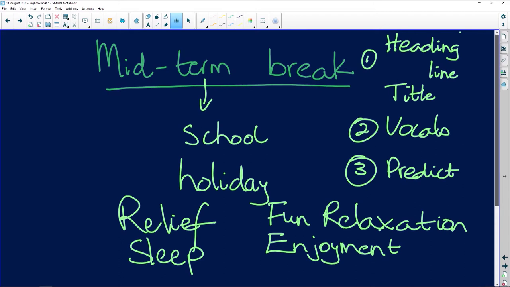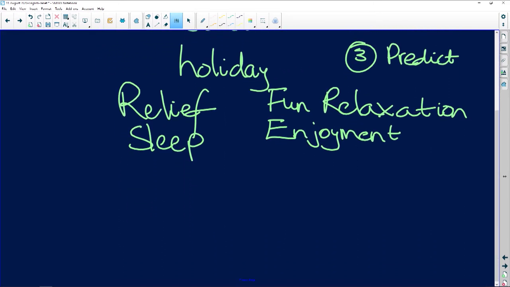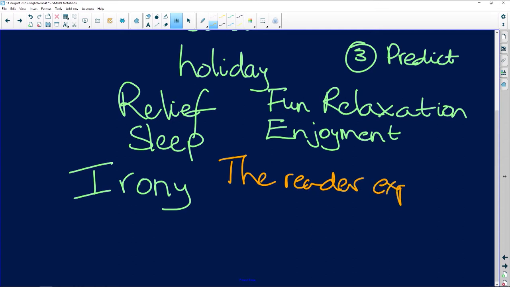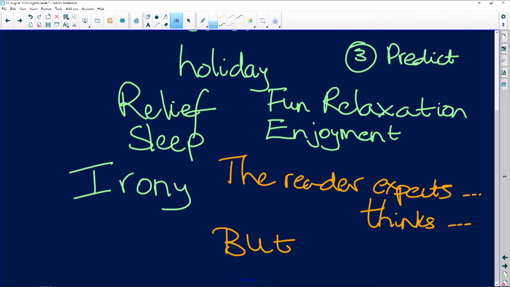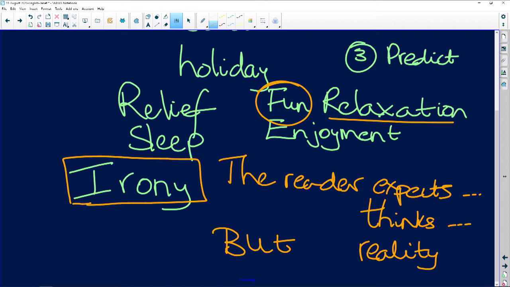Now, why is that important? Because I've often seen teachers ask a question, what is the irony implicit in the title? Remember, when you're answering an irony question, you say something like, the reader expects, the reader thinks the poem is going to be about, and then you say, but, and then you tell me what is reality. So having read this poem, the reader expects a poem focused on fun and relaxation. But the poem is about sorrow and death. Irony questions are not easy. Practice them.